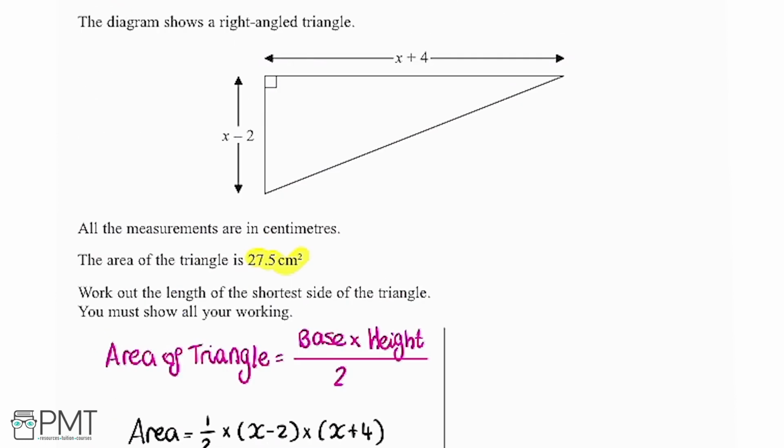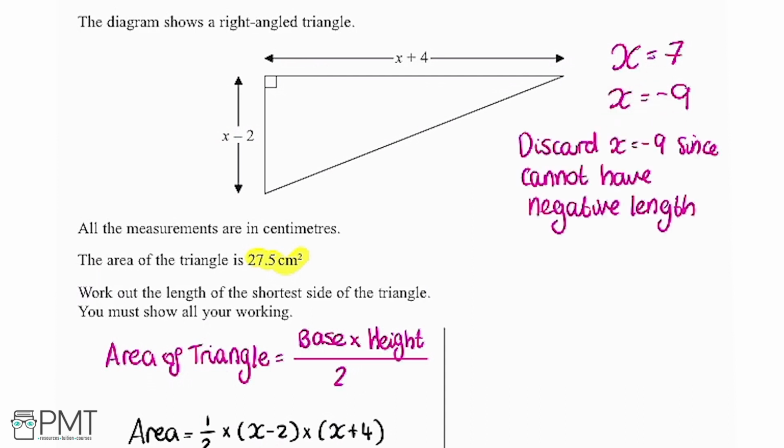So now we've worked that out, we need to answer the question. We need to work out the length of the shortest side of the triangle. Let's think about this. If x was minus 9, this side will be minus 9 minus 2, giving us a length of minus 11. We can't have a length that's negative, so we know this value can't be right. So we know that it must be x equals 7.